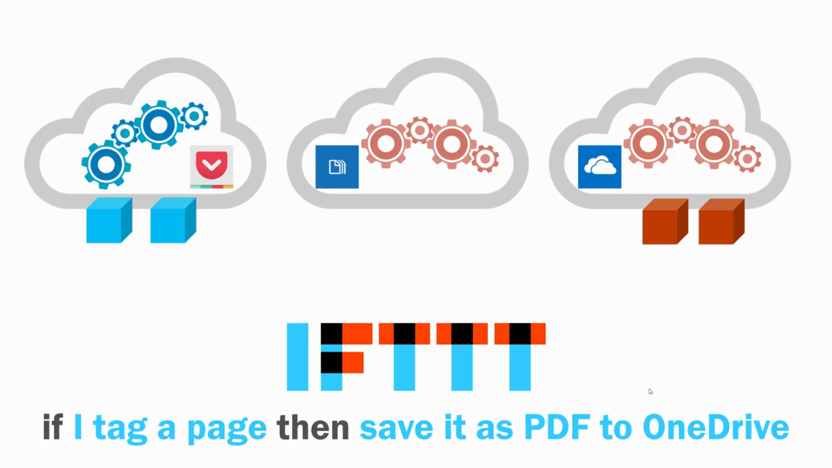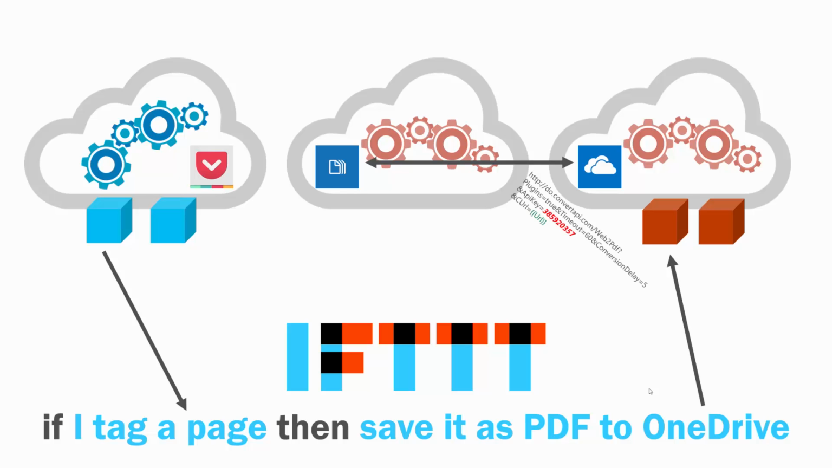So let's summarize what we've done in this fairly advanced use of IFT. If in Pocket I tag an item, specifically as PDF, that creates a trigger, and IFT then goes to OneDrive and tells OneDrive to save a file. But the URL that IFT passes OneDrive is not the URL directly to Pocket. Instead, it's a URL that tells OneDrive to go to Convert API. Convert API then goes to Pocket, grabs the page, converts it to PDF, and hands it back to OneDrive. And OneDrive saves the resulting file to the specified folder.